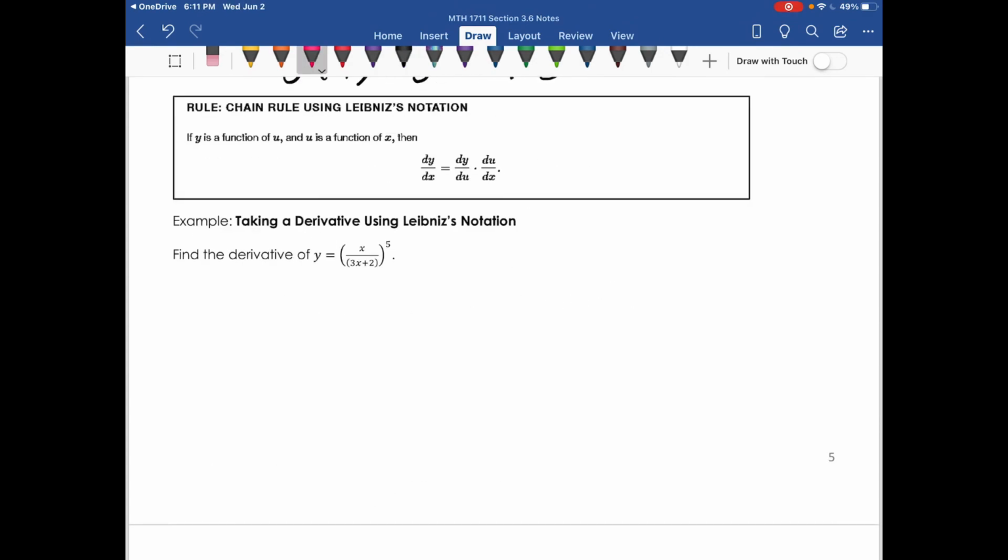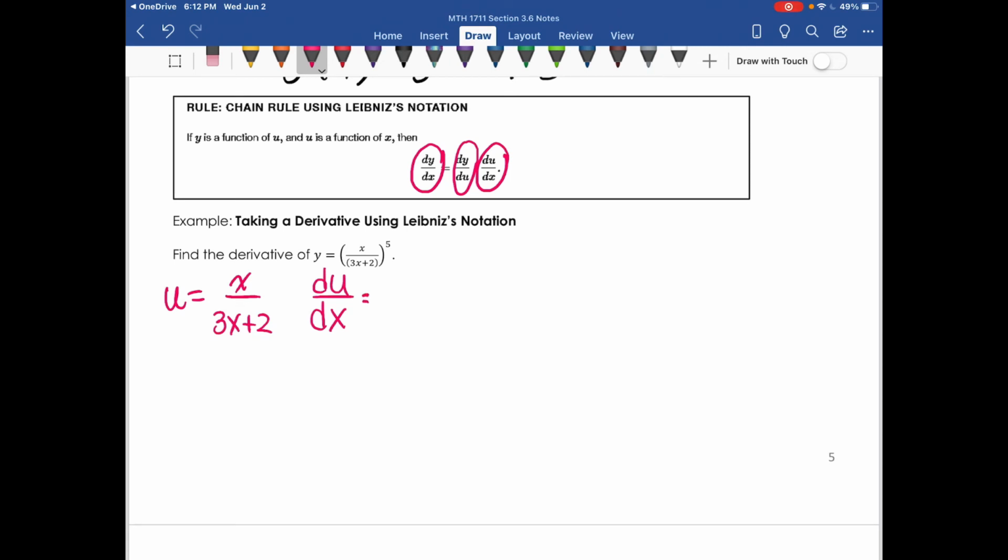So the last topic that I want to cover with you in this lesson is we're still going to talk about the chain rule, but we're going to do it in terms of the Leibniz notation, which is the dy/dx notation. And so when you're dealing with the chain rule and you're using the Leibniz notation and you take the derivative of y with respect to x, that's going to be the derivative of y with respect to u. So I want you to think of u as that inner function, times the derivative of u with respect to x. So we're going to identify u as the inner function, which is x over 3x plus 2.